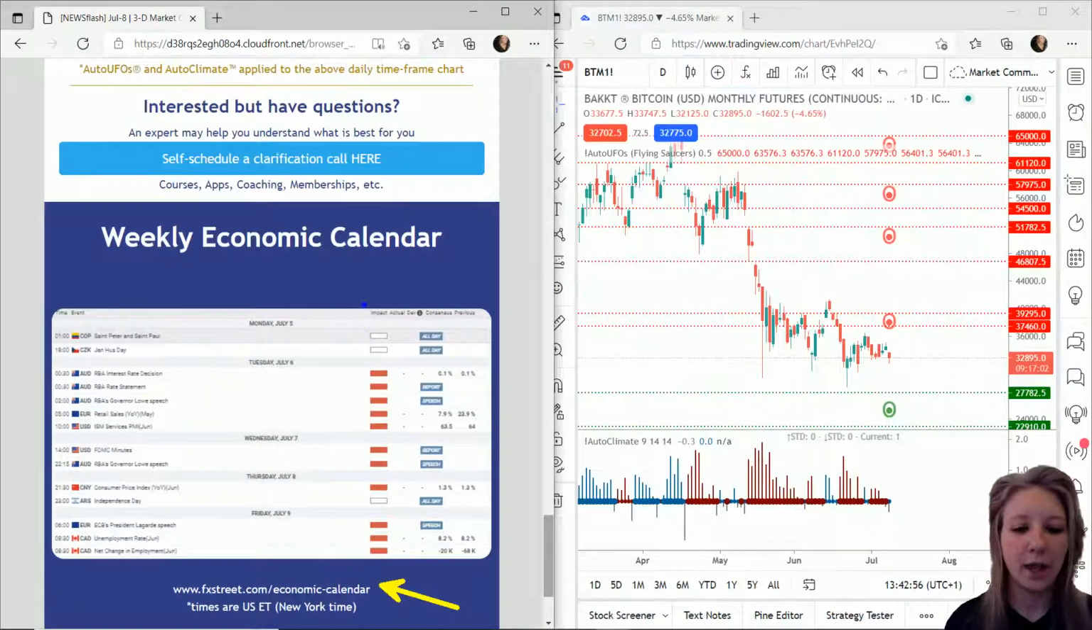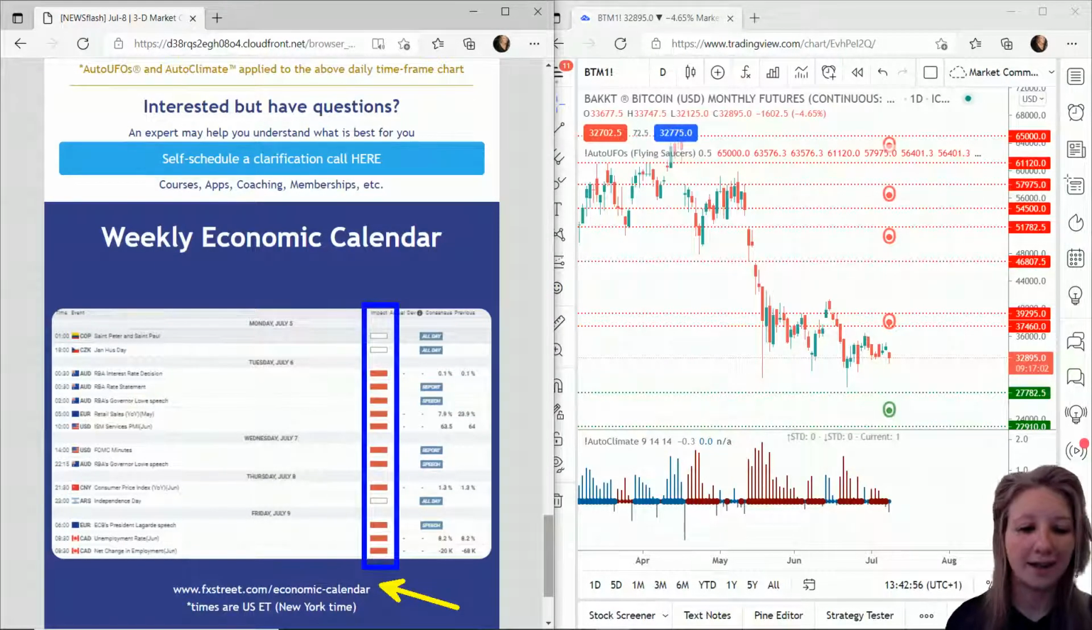Again, just double check, go to the calendar, look at the markets that you trade, filter by high impact news. These are news articles that are likely to create volatility. It's not good or bad, it just is what it is. It's good to be aware of it.